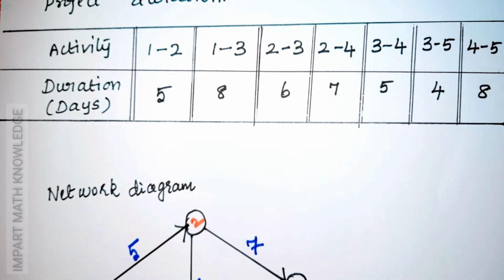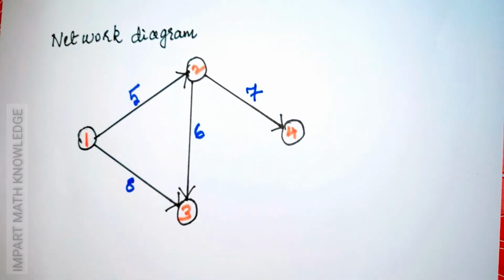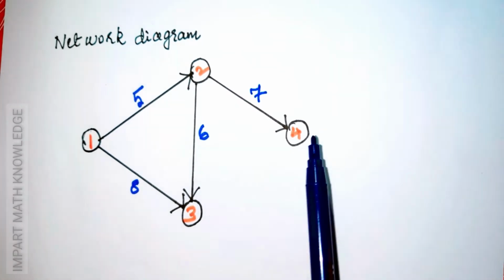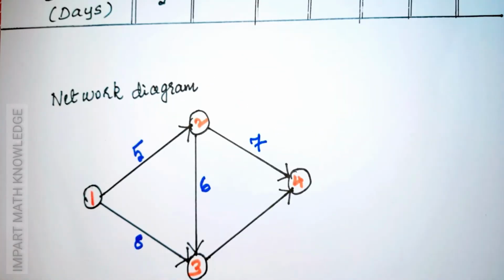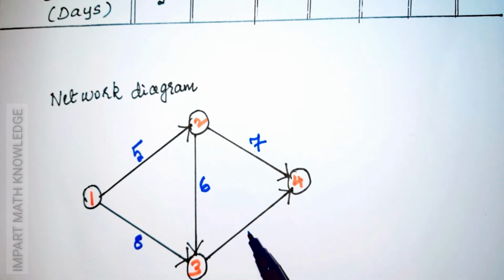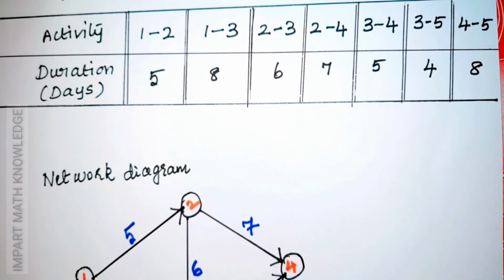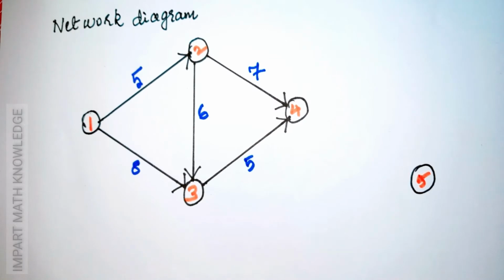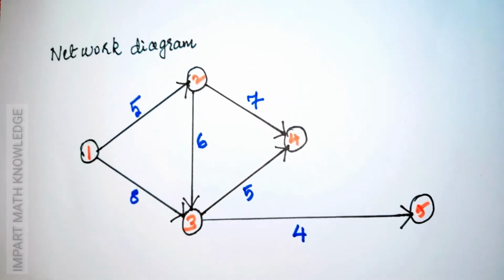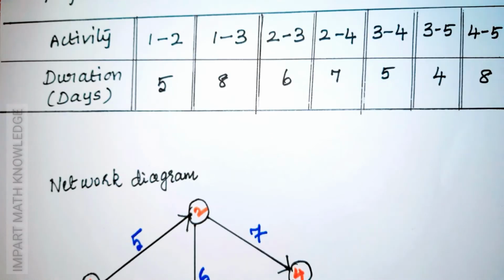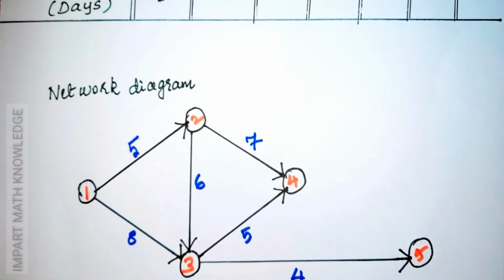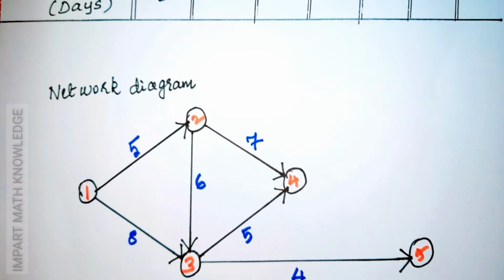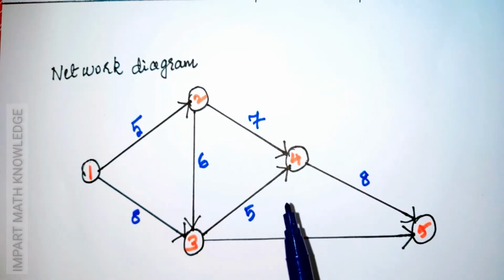Next activity is 3 to 4. Connect node 3 and node 4. The duration for the activity 3 to 4 is 5. Next activity is 3 to 5. This is node 5. Connect node 3 and node 5. The duration for the activity 3 to 5 is 4. Next activity is 4 to 5. Connect node 4 and node 5. The duration for the activity 4 to 5 is 8.